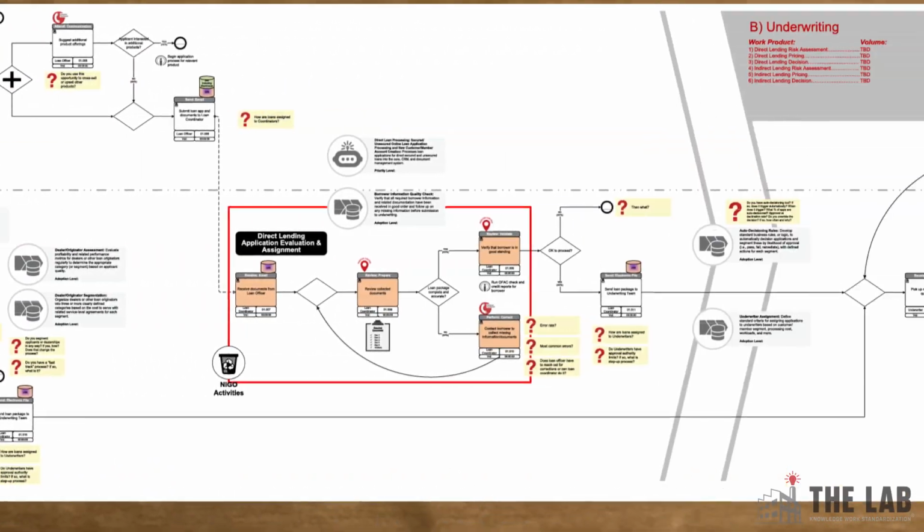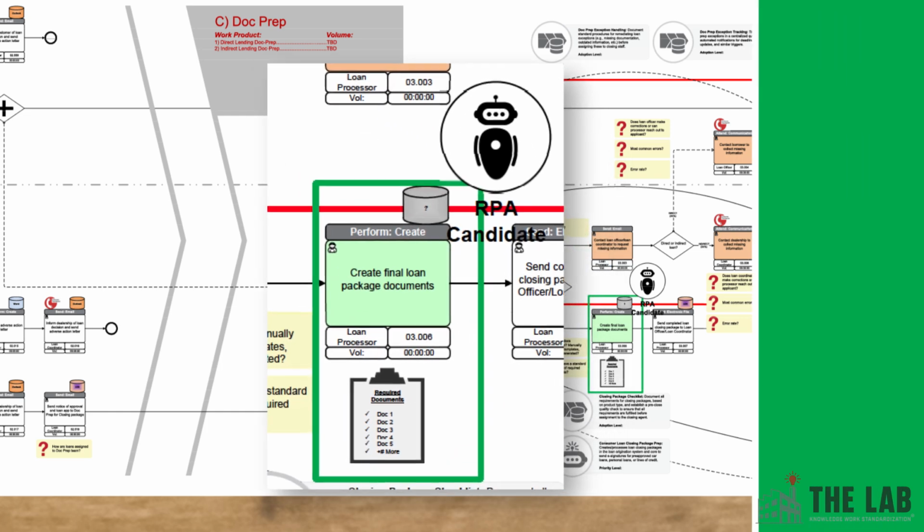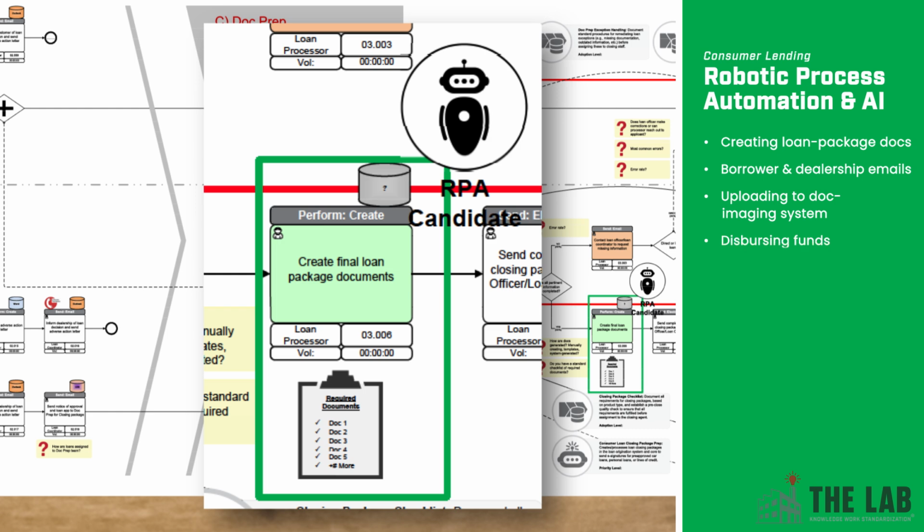Every process map from the lab includes opportunities shown in green boxes like these for introducing AI and automation into the process. For consumer lending, let the lab help you automate activities such as creating final loan package materials during document prep, borrower and dealership email follow-up, uploading signed closing documents to the document imaging system, dispersing the funds to the borrower, updating funded loans in the LOS or loan origination system, boarding the loan to the core, and more.